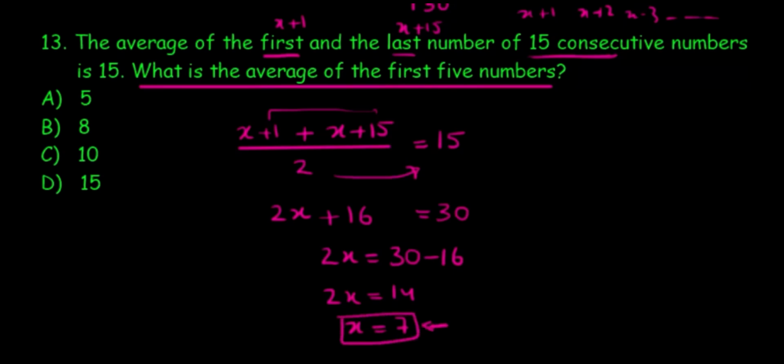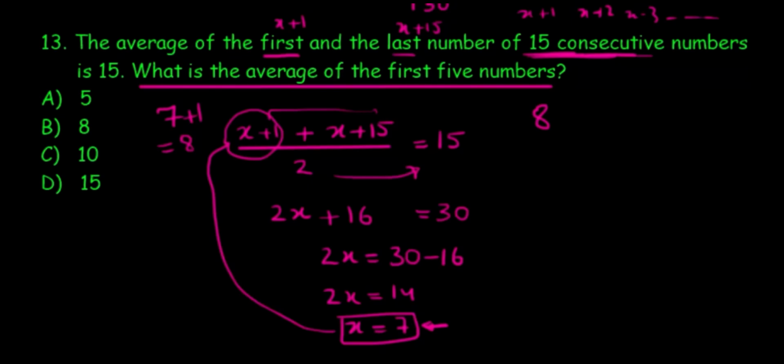Now, mind you, 7 is not the first number. Why? Because the first number was x plus 1, that is 7 plus 1, 8. So the first number is 8. They're talking about 15 consecutive numbers, and they want the average of the first five numbers. So 8, 9, 10, 11, 12. The first five numbers, 8, 9, 10, 11, 12.